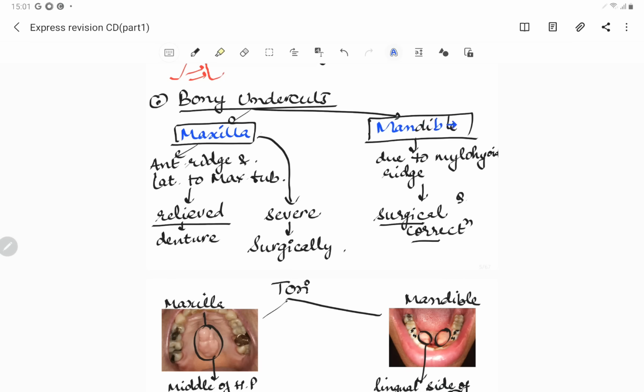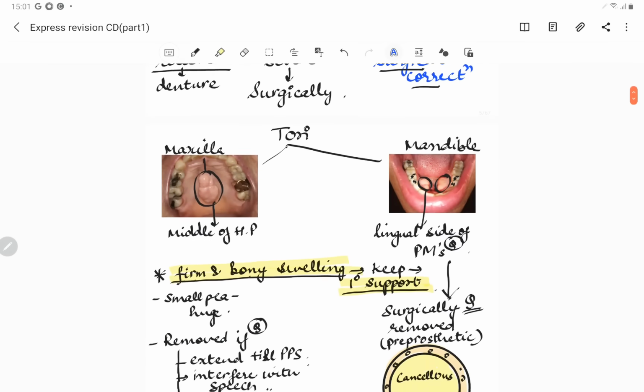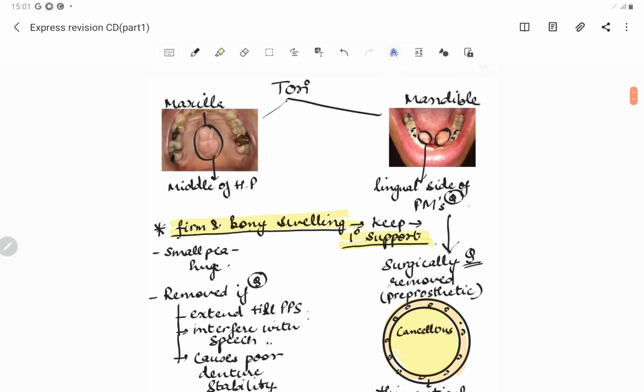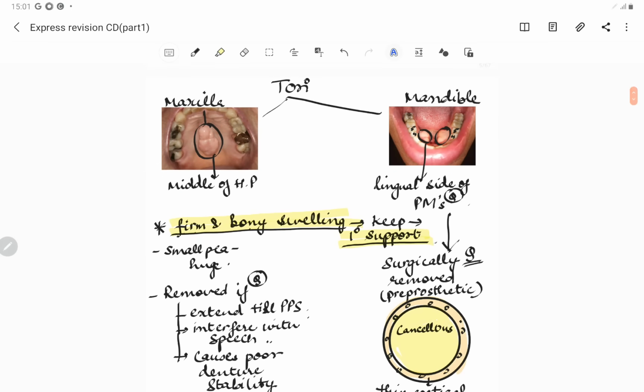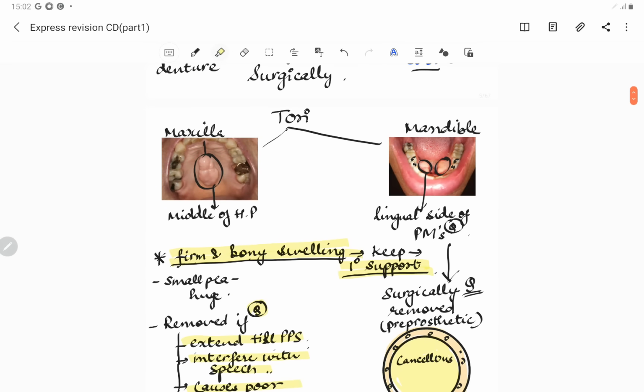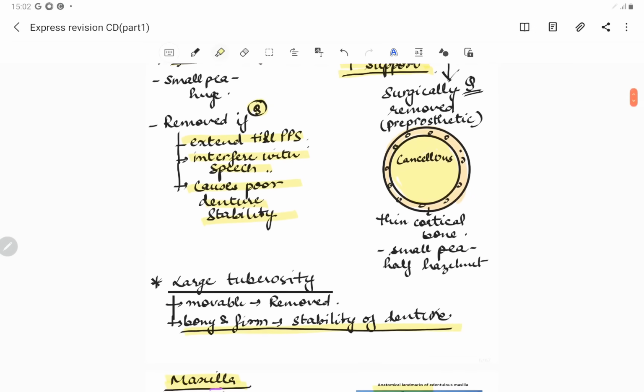But in the mandible, we have to surgically remove it. There is no other way out, we have to surgically remove the bony undercuts if present in the mandible. Again, the same goes for the tori. If the tori is present in the mandible, it has to be removed. In the maxilla, we can keep it or we can remove it. We have to remove it if it is extending till the PPS area, if it is interfering with speech, or if it is causing poor denture stability. Tori is present in the maxilla in the middle of the hard palate, in the mandible on the lingual side of the premolars.